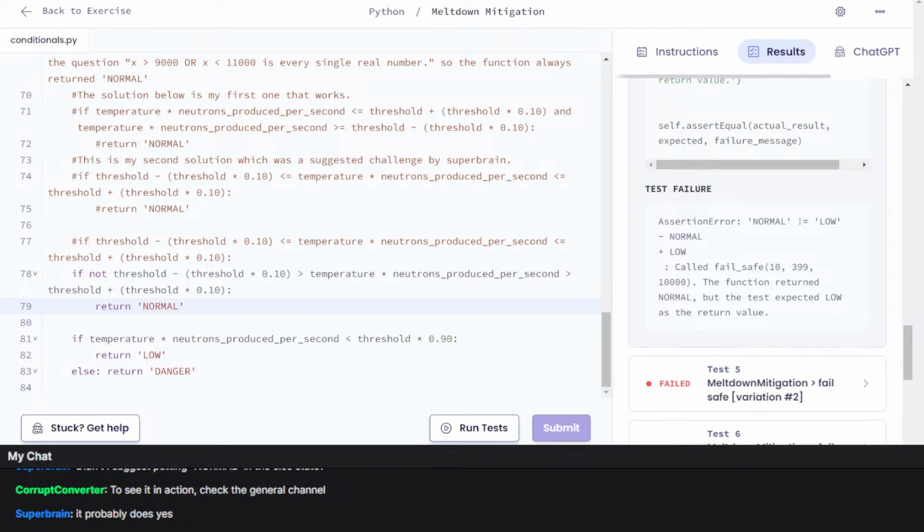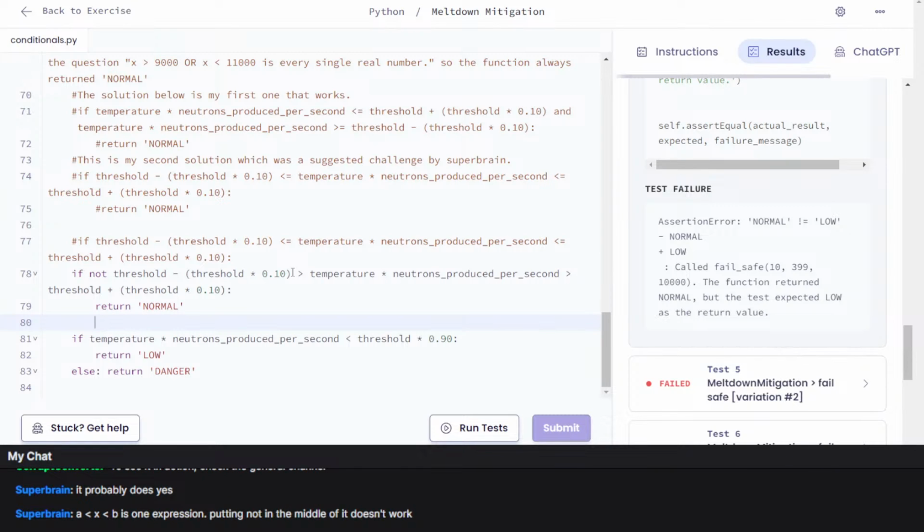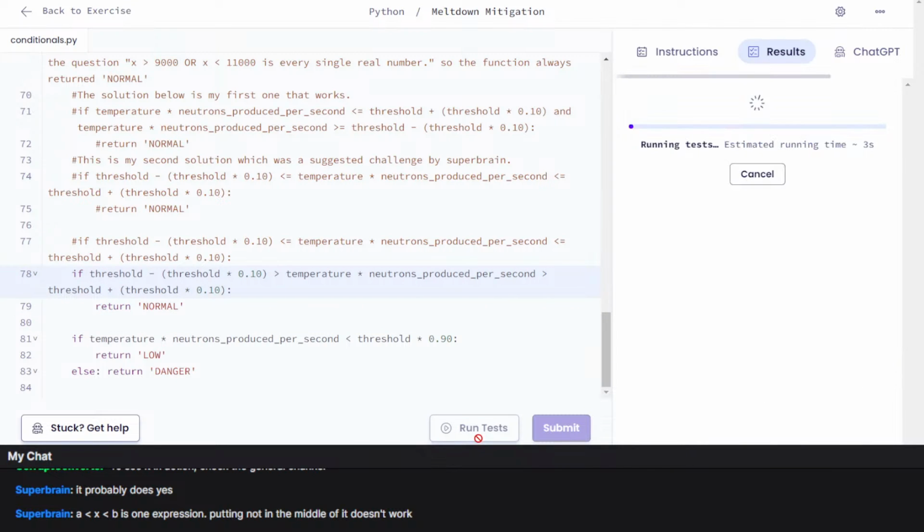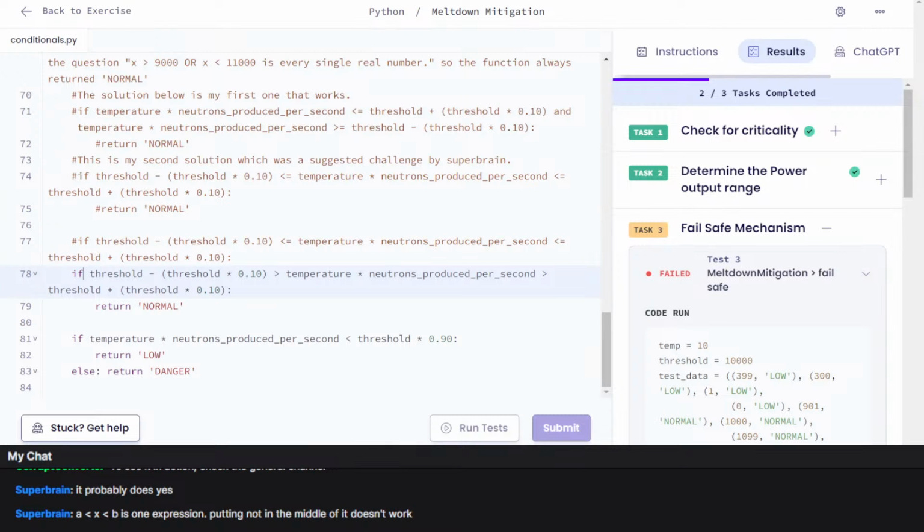What does that Superbrain even says mean? It probably does, yes. Oh, not at the beginning, not's the whole thing. Okay. But that should make sense. Does it? Because this is the lower bound. Lower bound greater than... If temperatures... Oh wait, no, then that wouldn't be not. Superbrain says AB is one expression. Putting not in the middle of it doesn't work. Okay, it's one expression. So Python sees it as one. Got you.